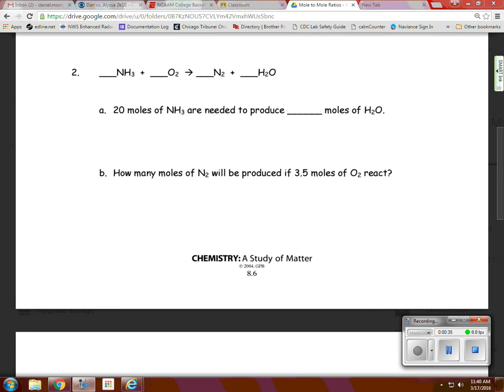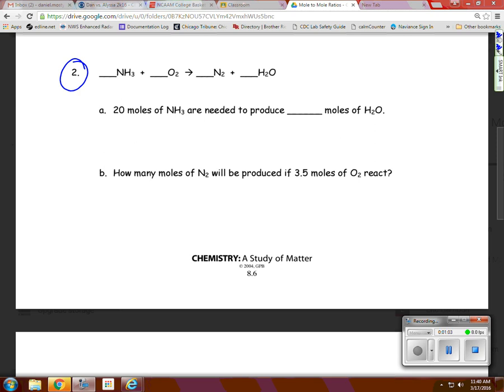So let's look at number 2 on this worksheet that I found. Basically, we're going to try to do letters A and B here. Let's look at letter A first. It says 20 moles of NH3 are needed to produce blank moles of H2O. It's basically what we're asking. It's kind of like the bike question from before. If we had 20 wheels, how many bikes could we make?